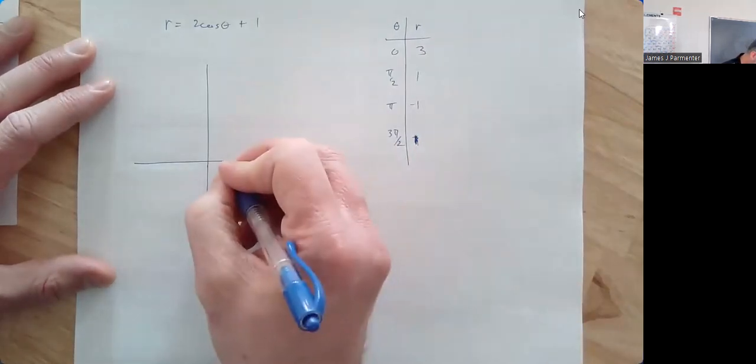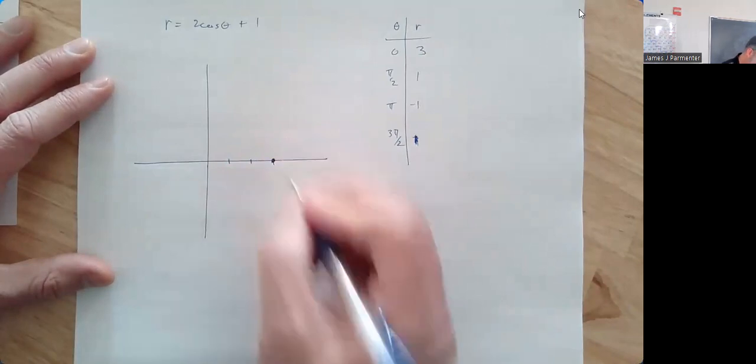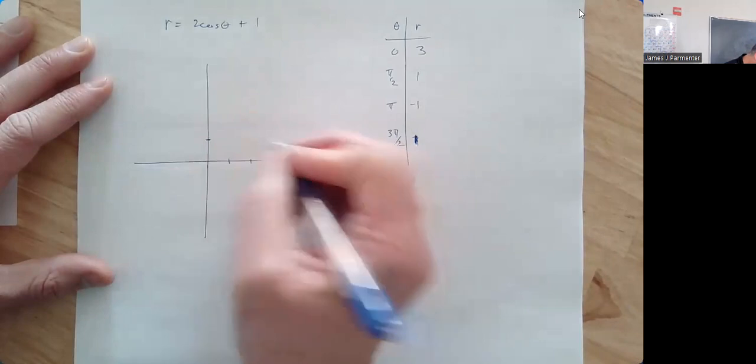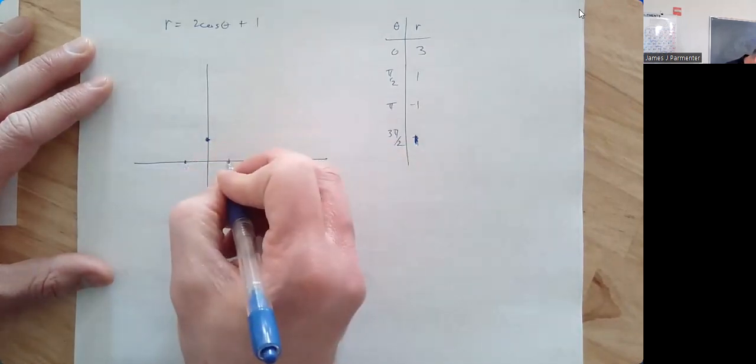So when I start plotting things here, it gets a little weird. There's my angle is 0, my value is 3. Here's my angle is pi over 2, my value is 1. Here's my angle is pi, and my value is -1.